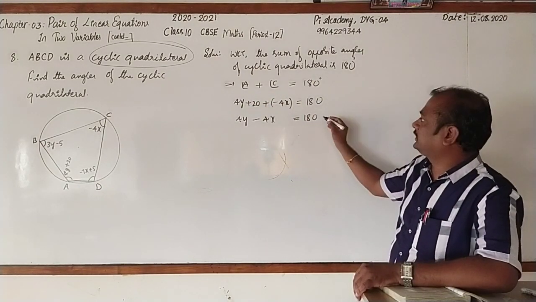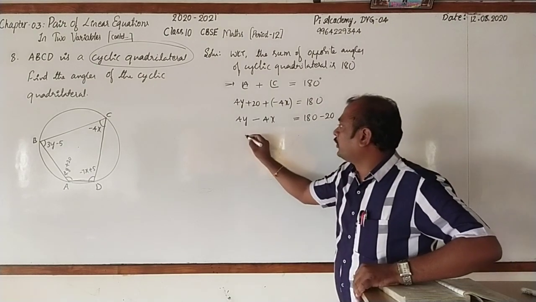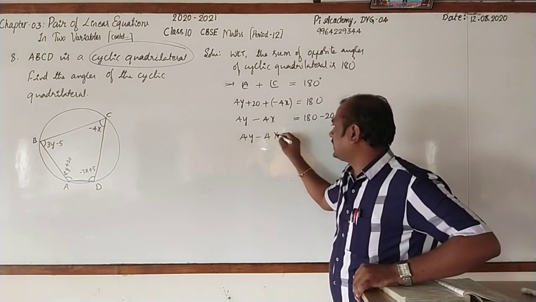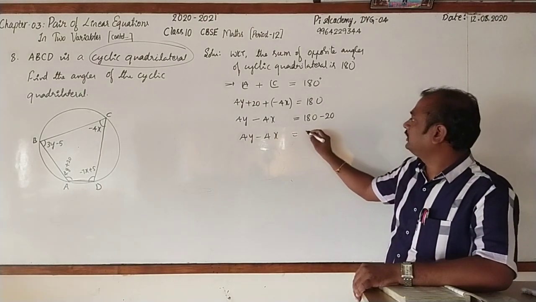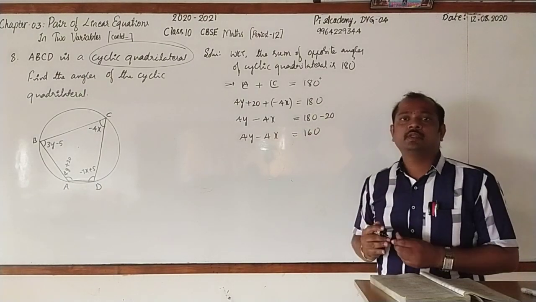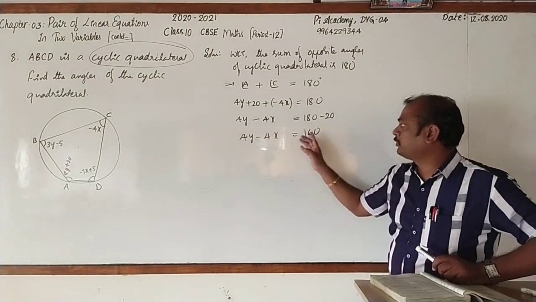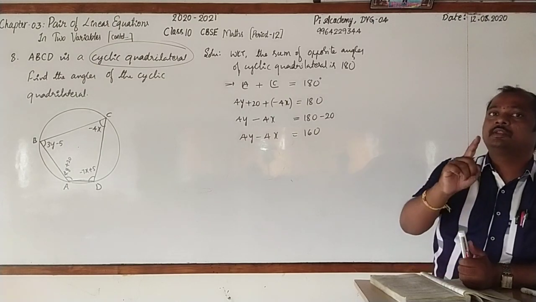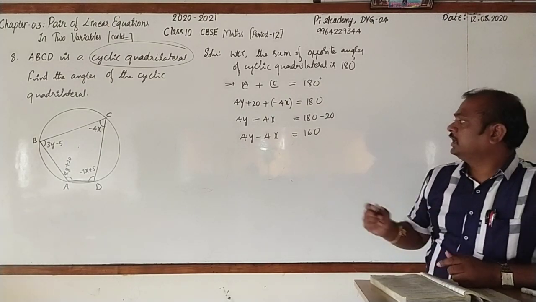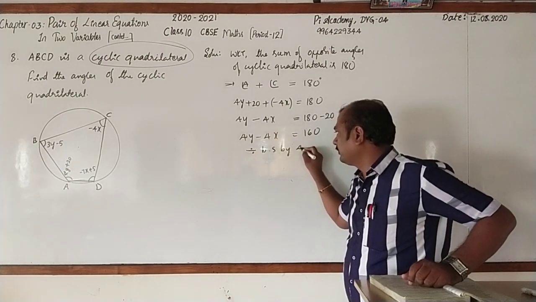Transfer 20 to the right hand side. It becomes minus 20. 4y minus 4x as it is, which is equal to 180 minus 20, it is 160. And observe all the coefficients, 4, minus 4 and 160. What do you say about them? Yes, they are all multiples of 4. Hence, we can divide both sides by 4.